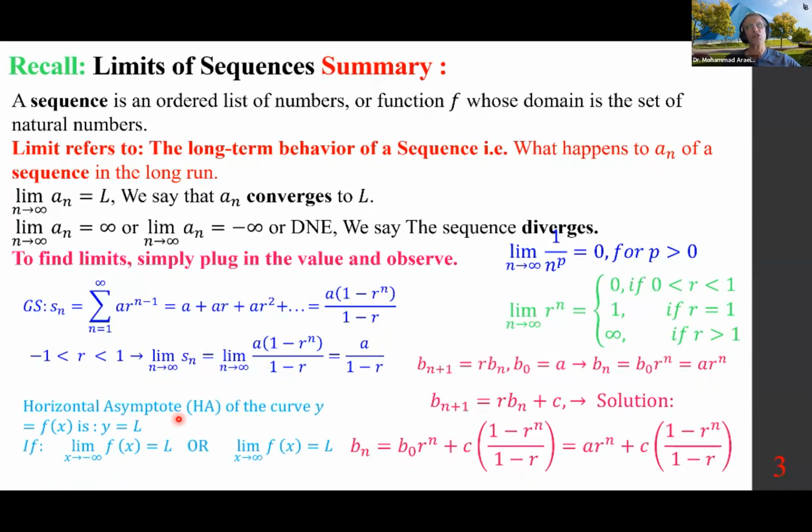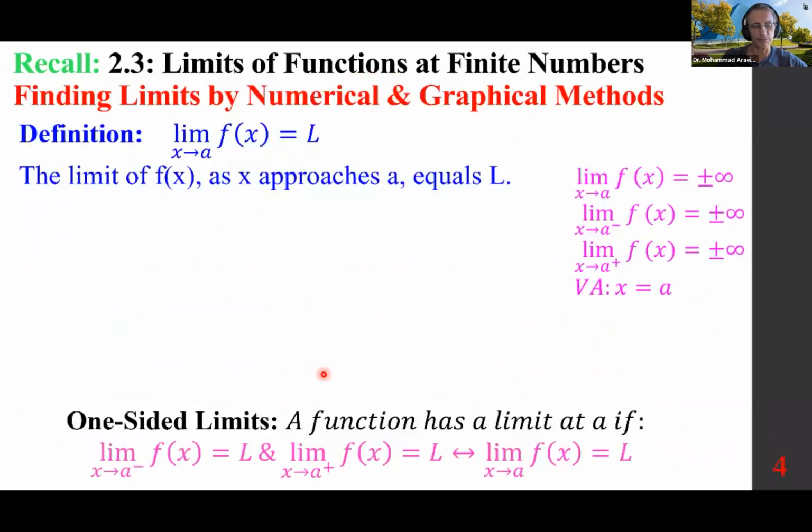Also we looked at HA, horizontal asymptotes. Horizontal asymptotes, by definition, for the function y equals f of x, is the line y equals L, if the limit of f of x as x approaches negative infinity is L, or the limit of f of x as x approaches positive infinity is L, in either case. Now, reminding you of the VA, vertical asymptote. If the limit of f of x when x approaches a, or a from the left or a from the right, is either negative or positive infinity, then we have the VA, vertical asymptote, with the equation x equals a.